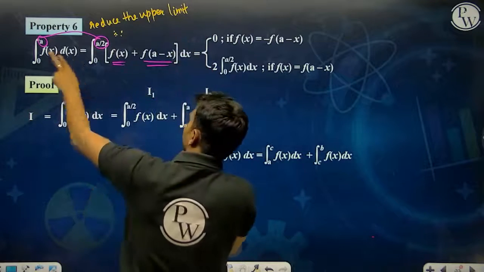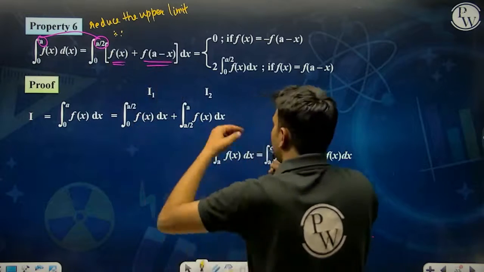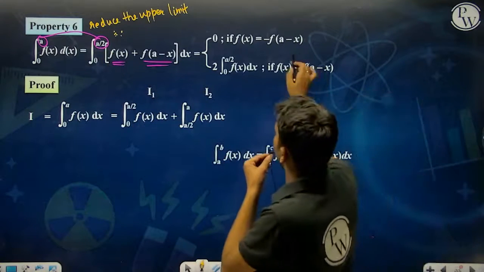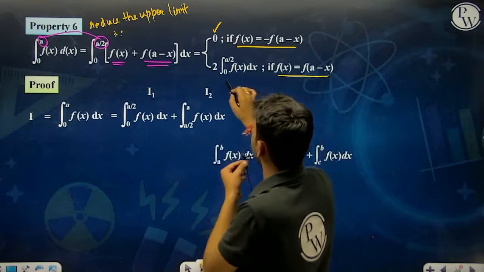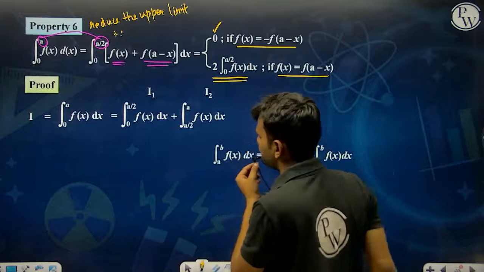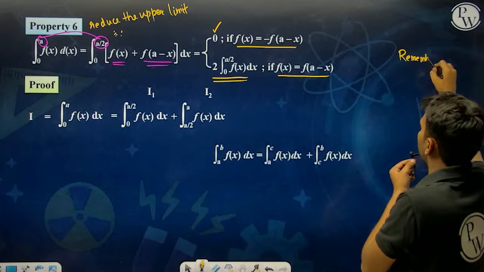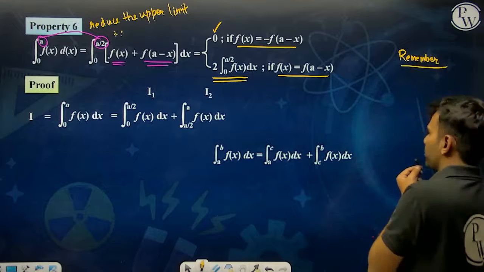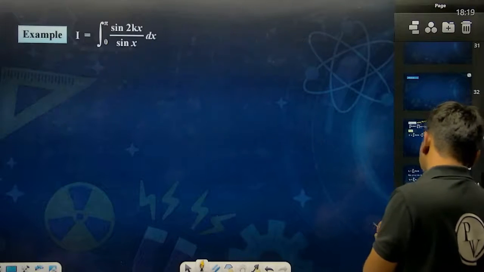So a has been replaced by a by 2 in the integrand. Understand, over here f of x plus f of a minus x is there. If f of x and f of a minus x are minus times of each other, then the answer is going to be 0. If f of x and f of a minus x are equal, then it can be written as twice of this particular thing. So remember this property as well. We use it whenever we have to reduce the upper limit. Right, so let's go through it.